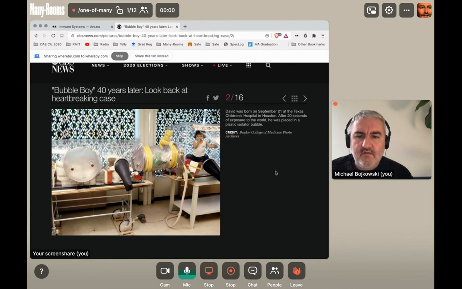Baylor College of Medicine Photo Archives. This is all the supplies for him, I think. So this must be how they decontaminated things before they gave them to him. So they had decontaminated materials in a separate bubble because it doesn't look like he can climb through.